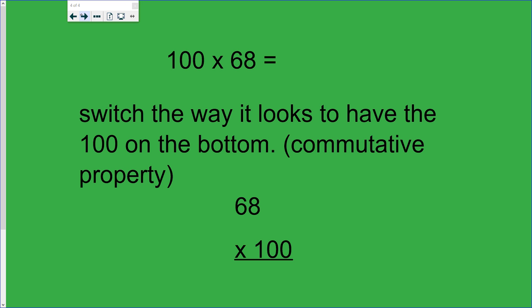When you look at a problem like this, 100 times 68, we might think, okay, I'm going to write it 100 times 68. Okay, no.